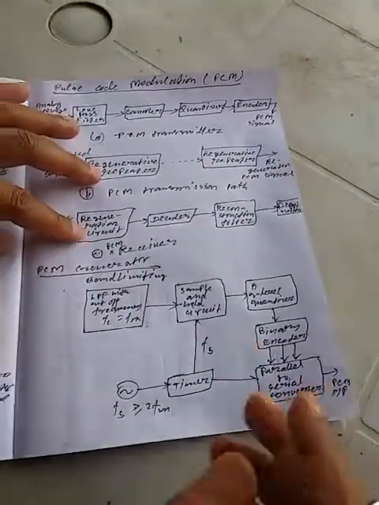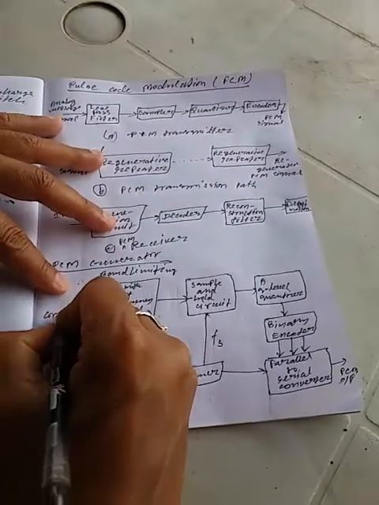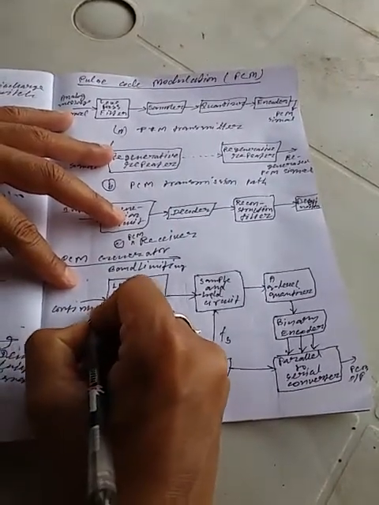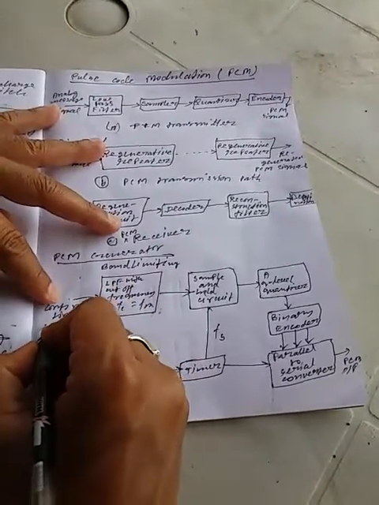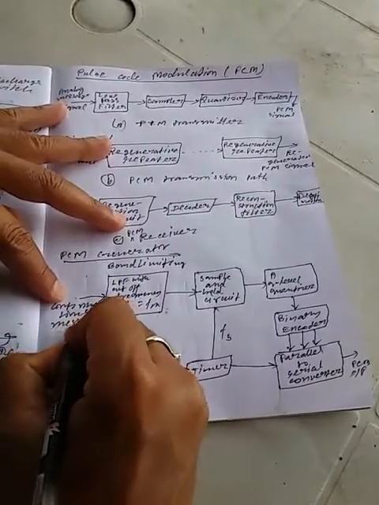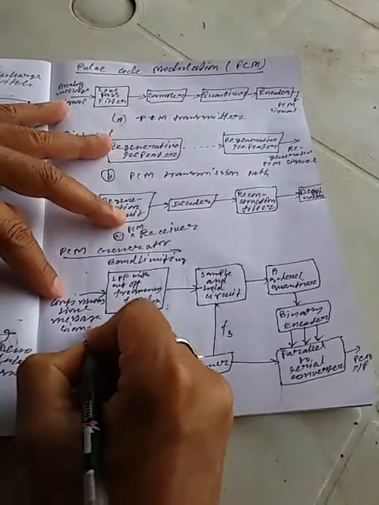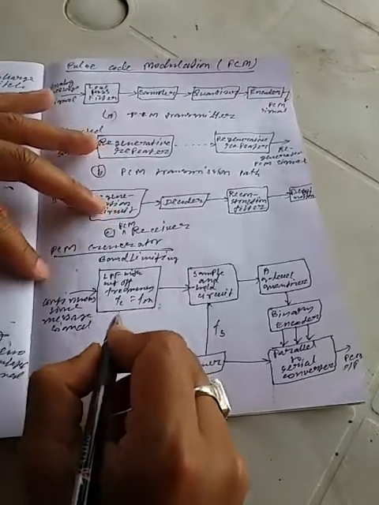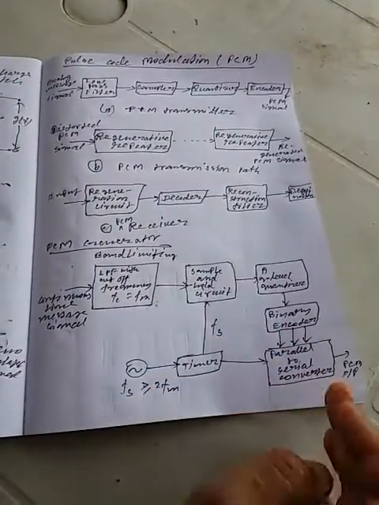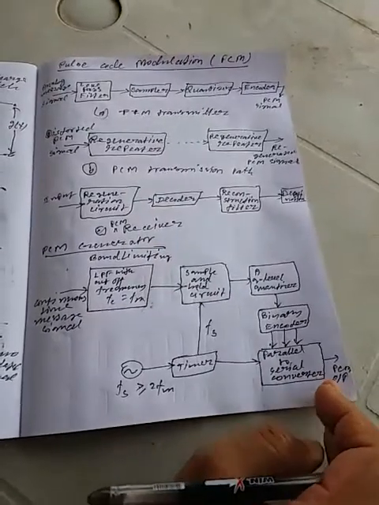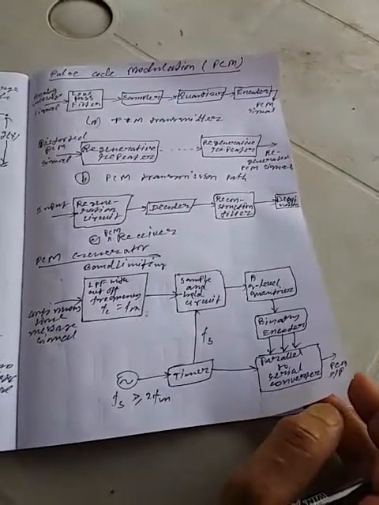Okay, so this is the circuit. Now here the continuous time message signal is the input. Okay, now this is the band limiting low pass filter. Okay, so we can get the PCM output from here. So this is the block diagram of the PCM transmitter or PCM generator, right?